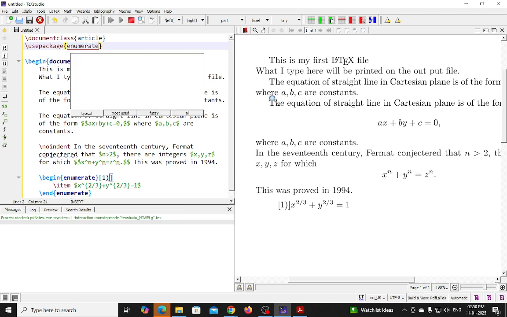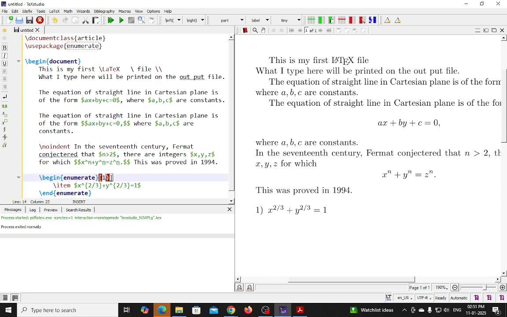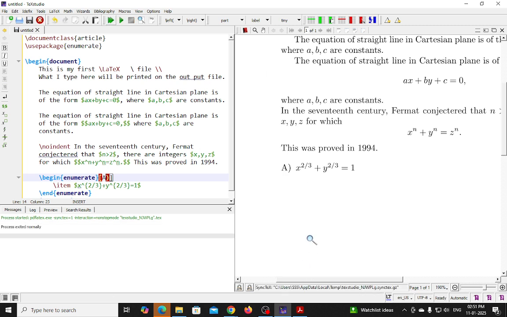So after including the enumerate package, I will get that output. Now you can see, now it's coming, one bracket. Suppose I required A, B, C, then simply I will write A. Then the listing will start with the alphabet A, B, C like that. Okay. Now I will put here one only. Now try to generate the second one.